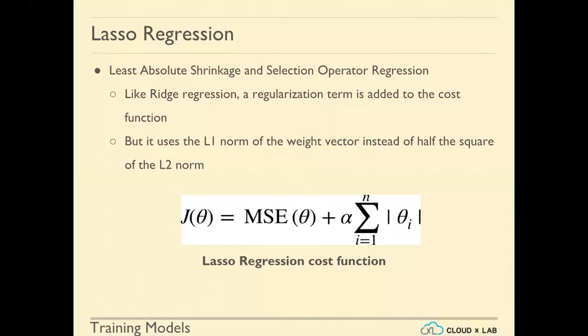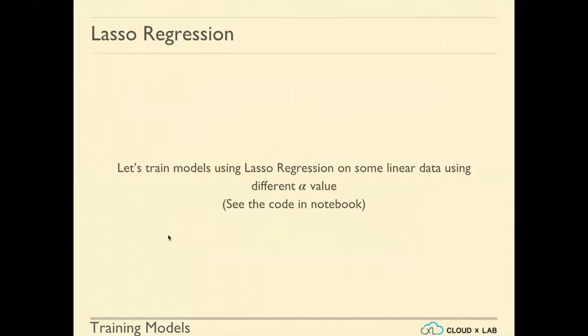Like ridge regression, a regularization term is added to the cost function, but it uses L1 instead of L2. So instead of squaring it, it just uses the mod, or absolute value, of it. This is what the cost function looks like.